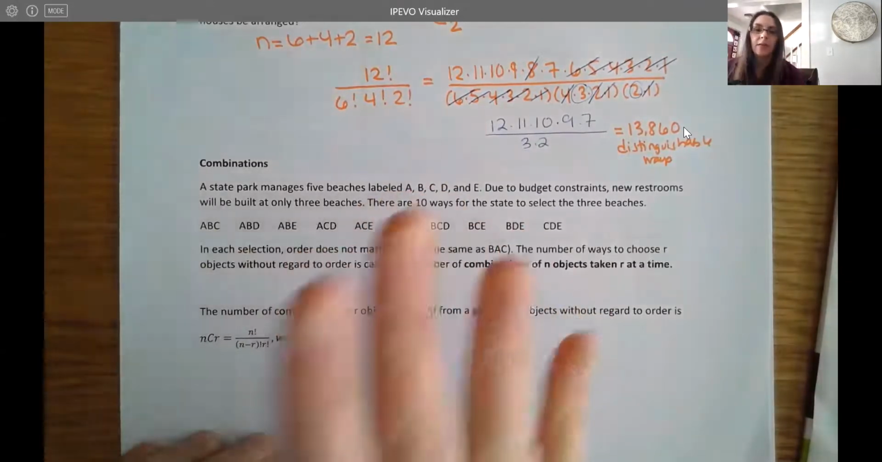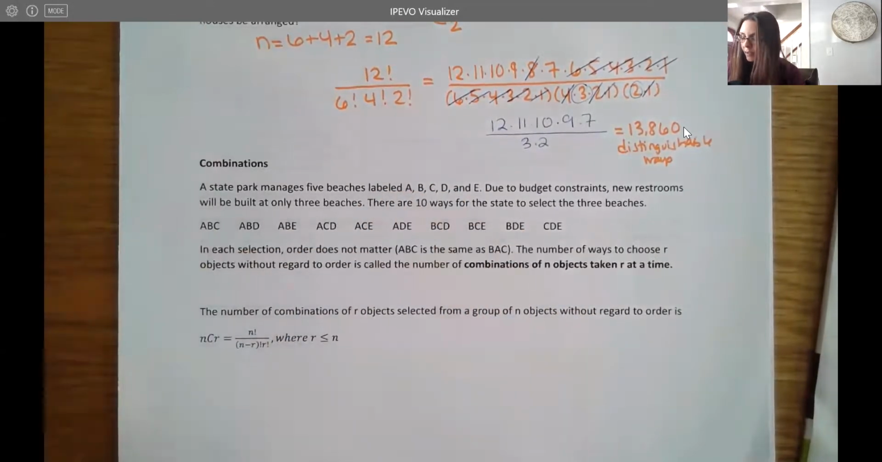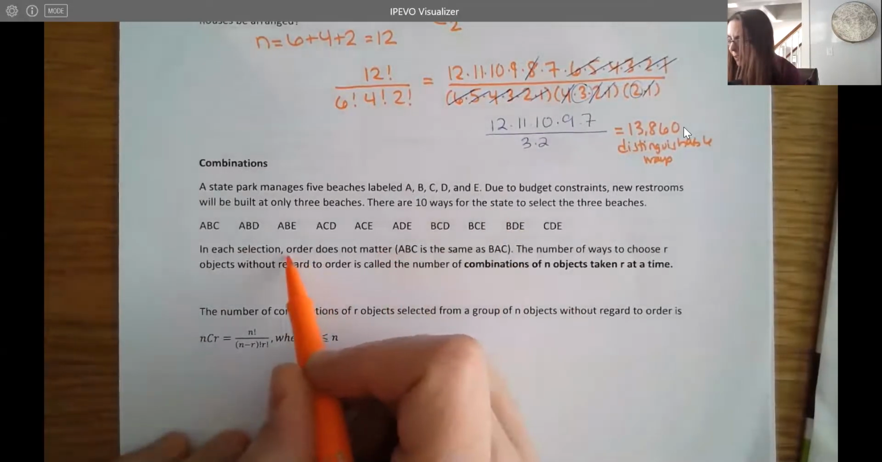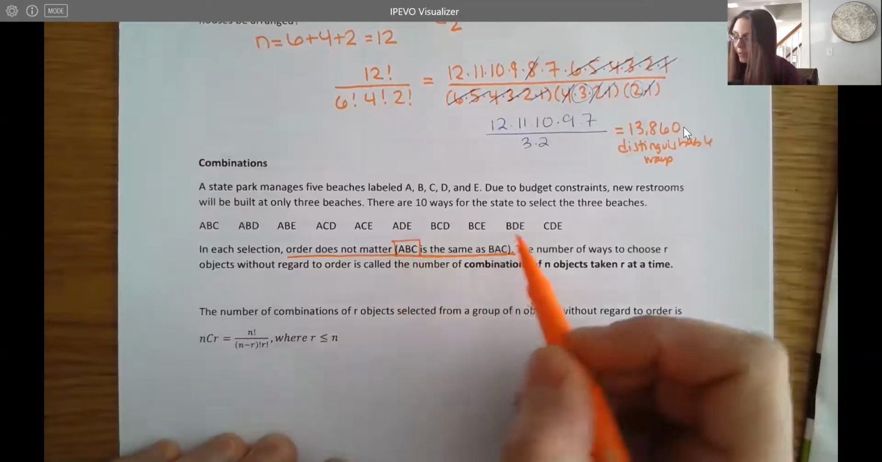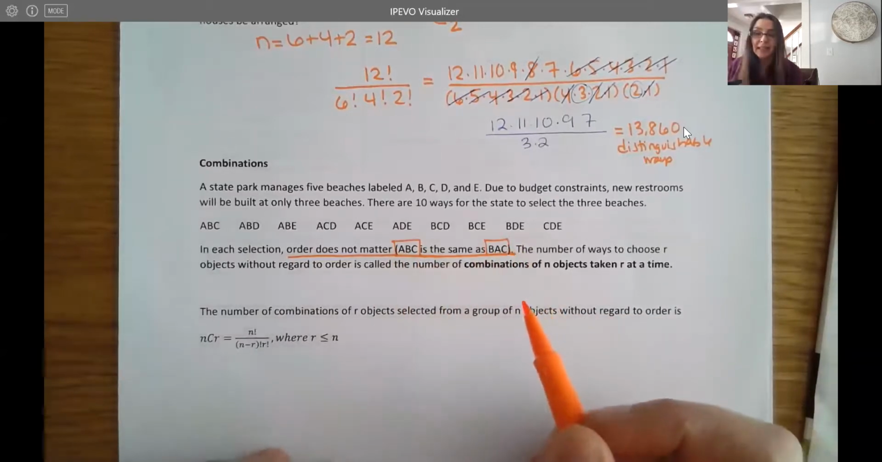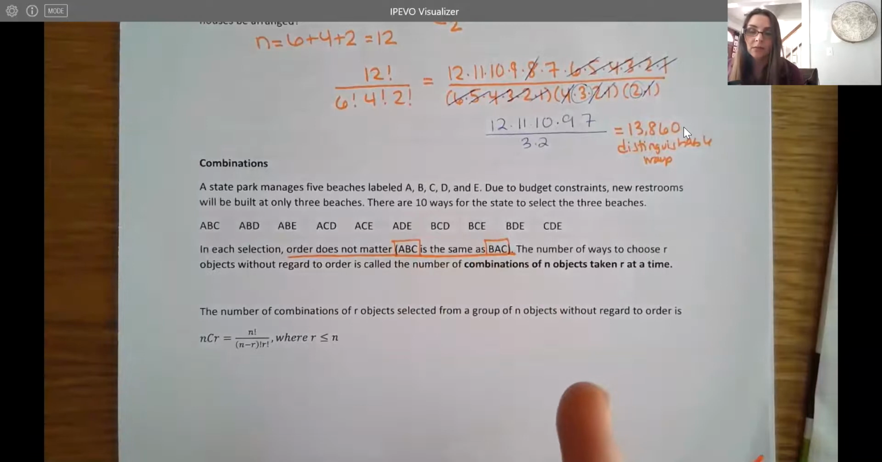Now, this is different than permutations because, and here's the big difference, in this case, the order doesn't really matter. If we select beaches A, B, and C, or beaches B, A, and C, it's the same selection. We're just repeating that selection. So here it doesn't matter.